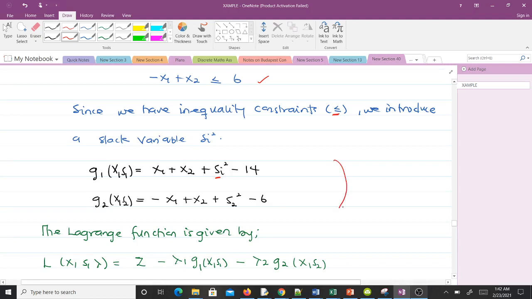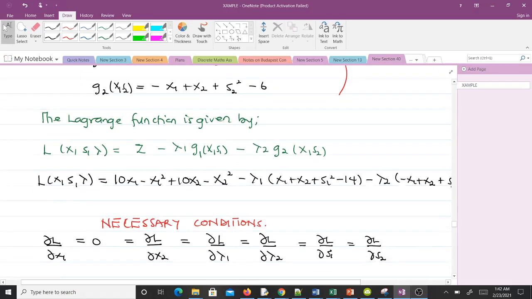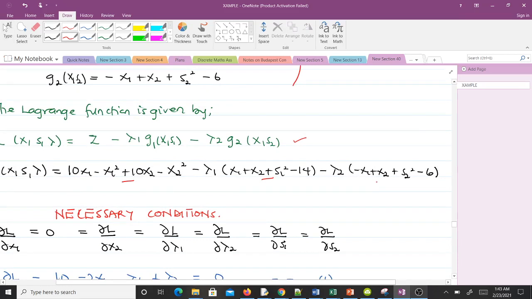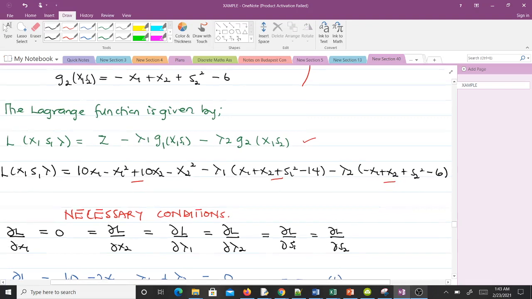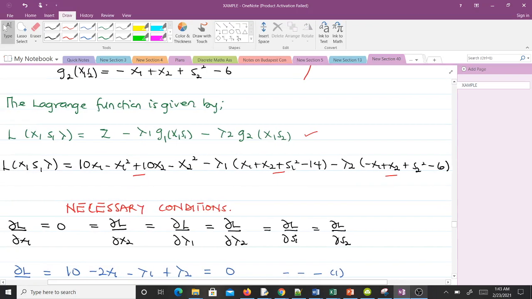So after doing that, the Lagrange function is given by this here. So since we have 2 constraints, we are going to have 2 multipliers and 2 slack variables. So making substitution is going to give us this, because there's our z, our g1 of x, x1, and our g2 of x, x2. Okay, so after having this Lagrange function, then we take the necessary conditions.